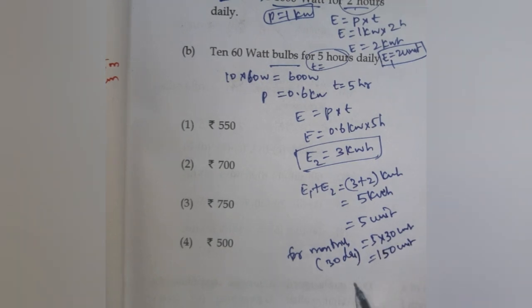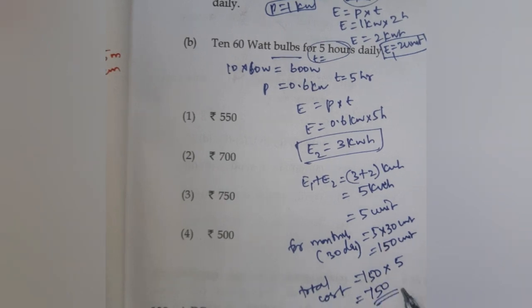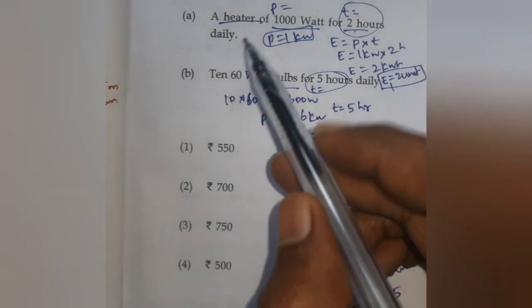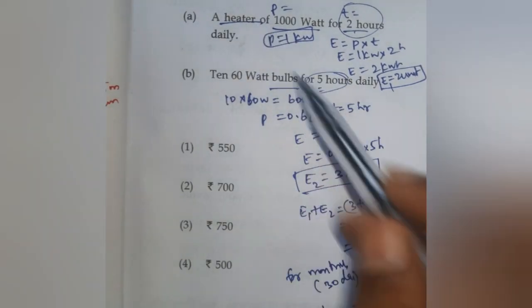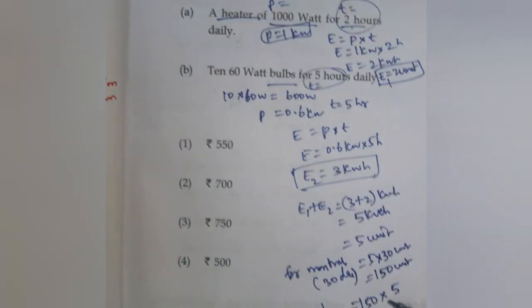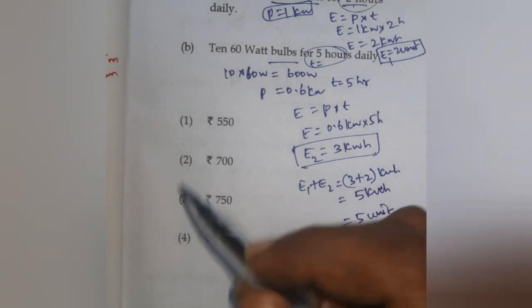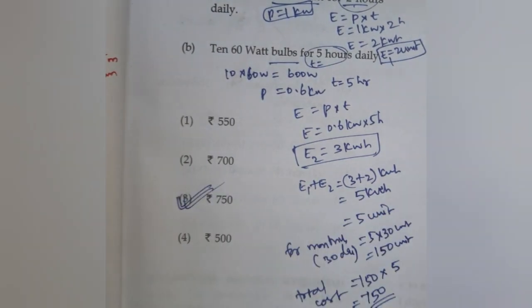Then 1 unit cost 5 rupees. Now total cost: 150 into 5, 750. So rupees 750 we have to pay for the electric bill for using these two appliances. Heater and bulb use panna 750 rupees pay pannom. So option 3 is the right answer.